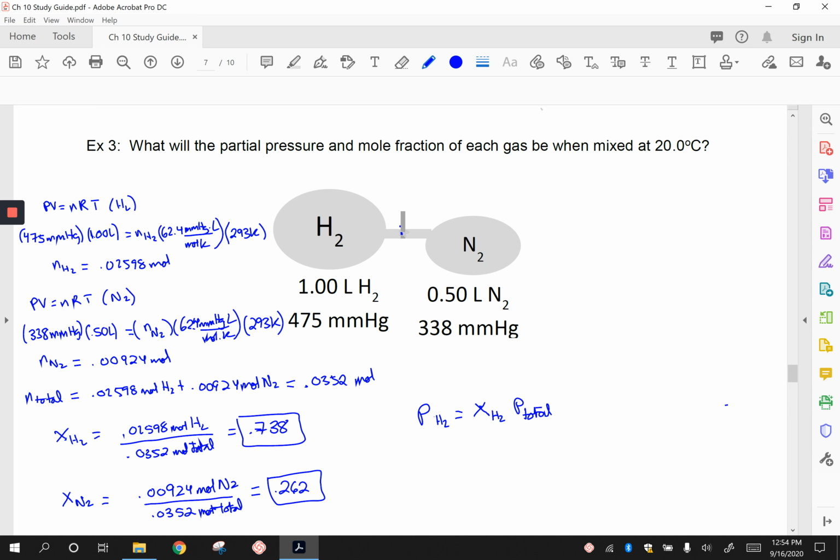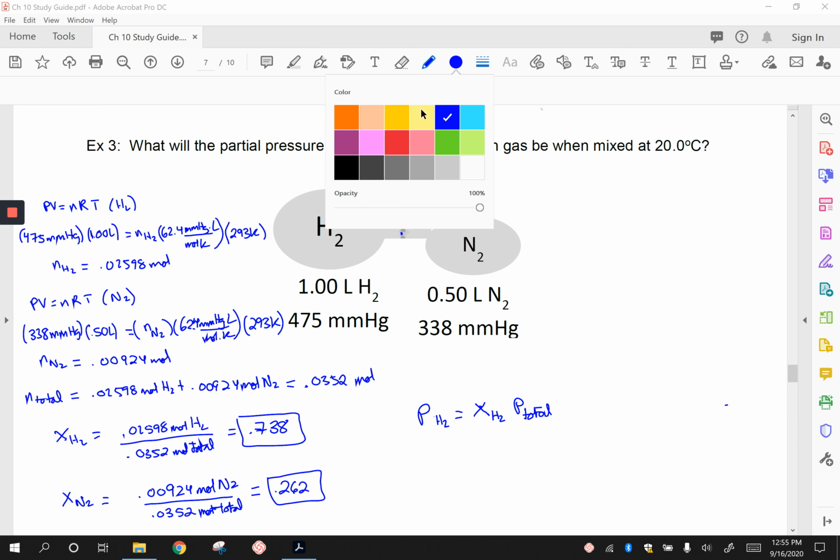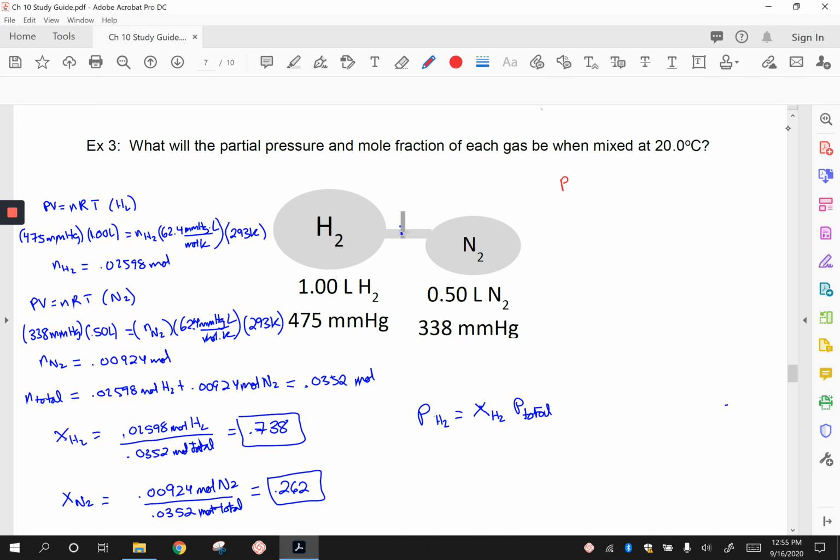What I need to do is to actually calculate what the new total pressure would be. And so I could do a PV equals nRT for that. So I'm going to do a PV equals nRT for the total after mixing. So P is what I'm solving for.